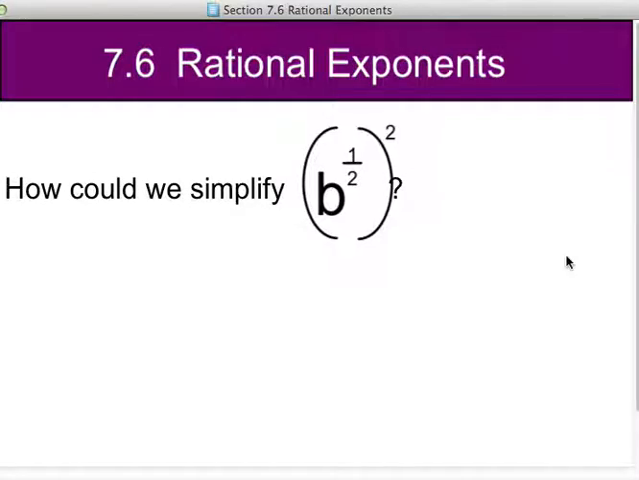We're going to go ahead and look at section 7.6, rational exponents. So we're going to look at simplifying when we have fractional exponents. So how could we simplify b to the 1/2 squared?